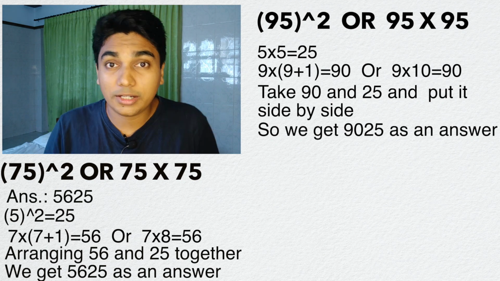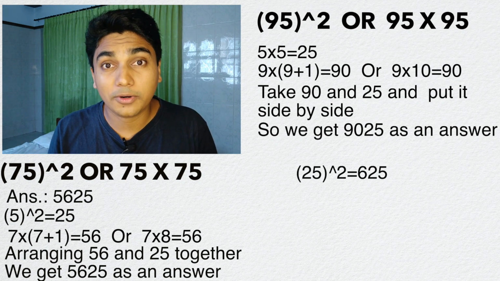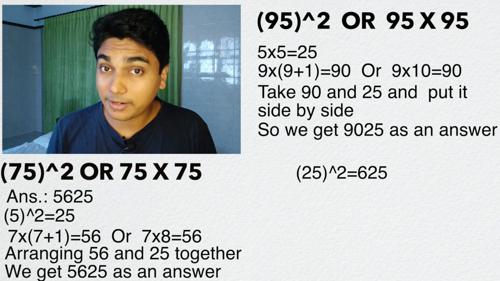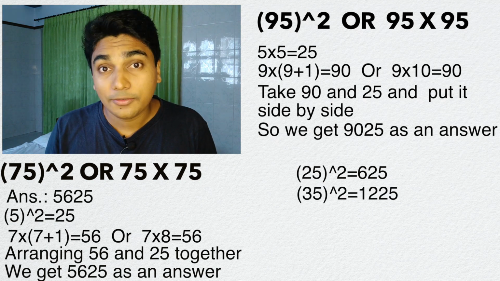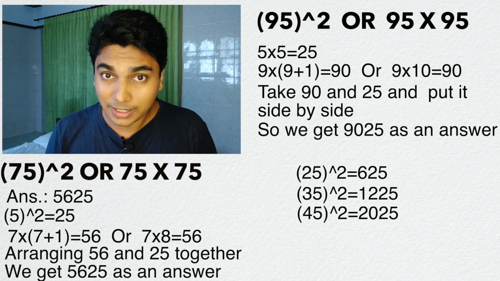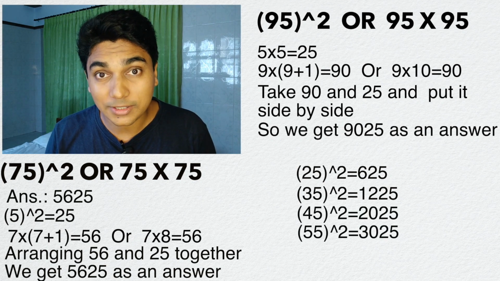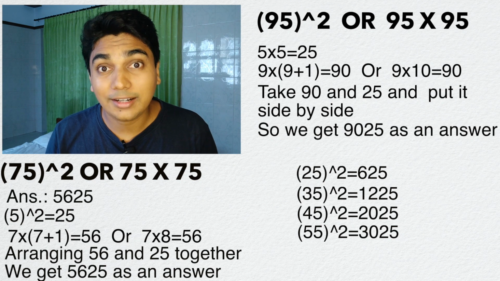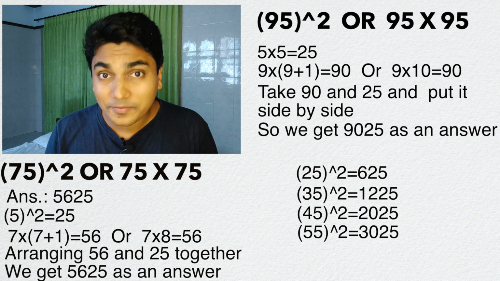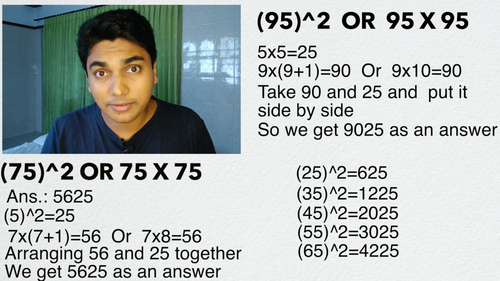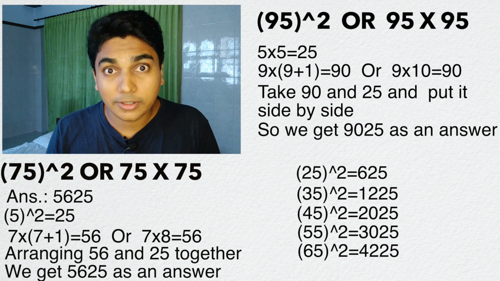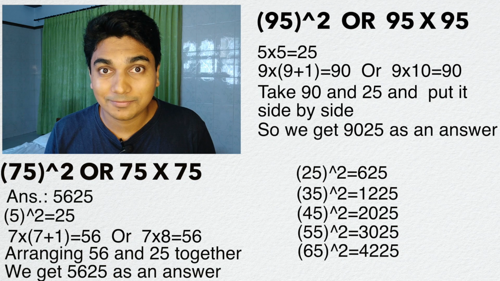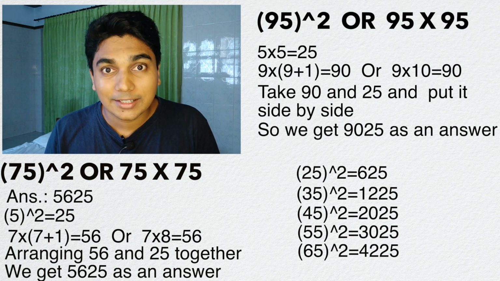Now let's see what is 25 square. 25 square is 625. 35 square, how much is it? 1225. 45 square, 2025. 55 square, how much is it? 55 square is 3025. 65 square. 65 square is 4225. 75 square, as I told you earlier, 5625, and so on. So let's get into the next trick.